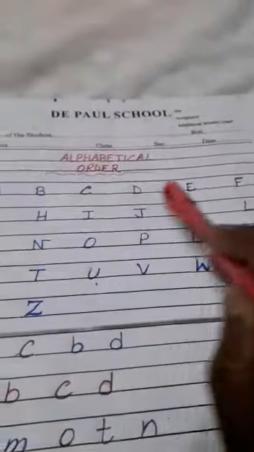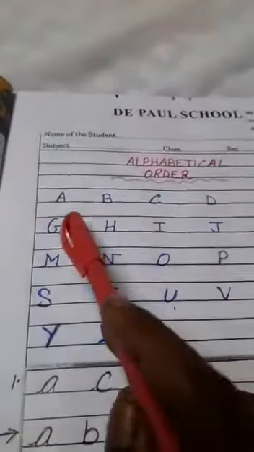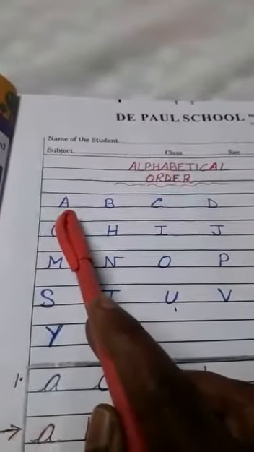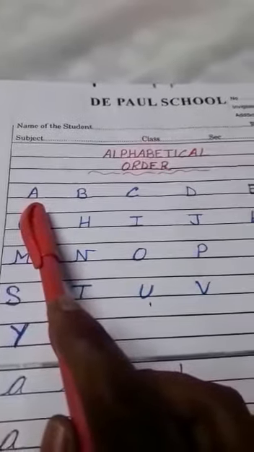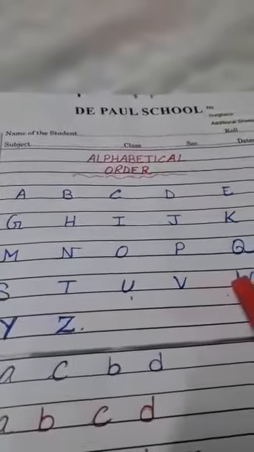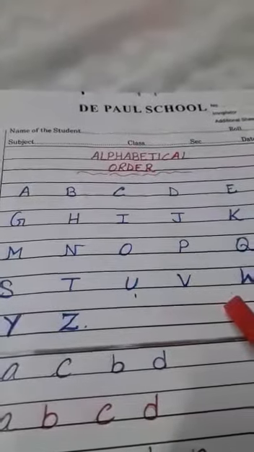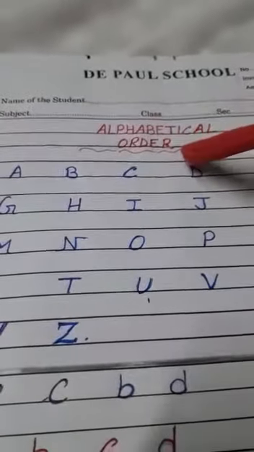Let me show you something. So children, what are these? These are capital letters. And each one is called a letter. And all the letters together are called an alphabet. In the previous chapter we have done this. Now, today's chapter is alphabetical order.